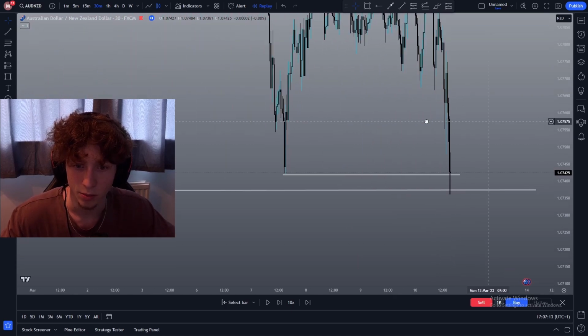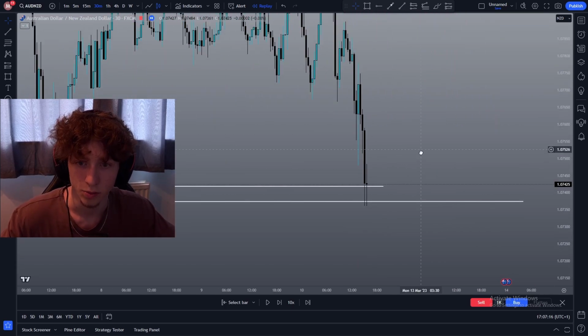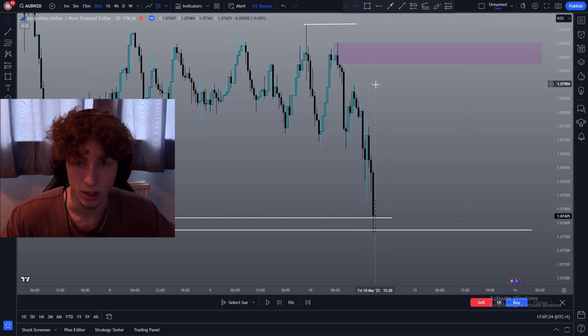And we have actually broke both of the lows right here. Even though it was just by a wick, that is still definitely valid. And I would definitely be considering the supply now.